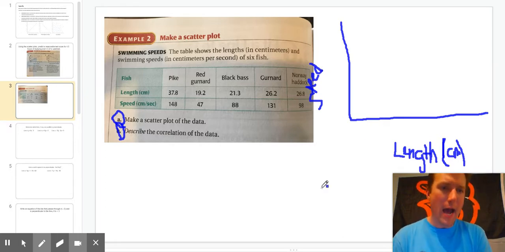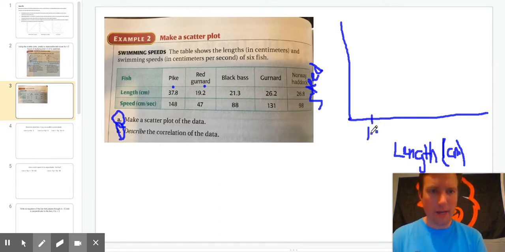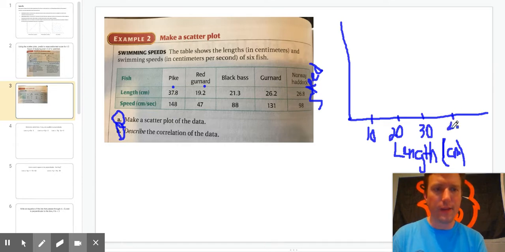That's not great. Now, as I graph this, I'm looking at my length, and it looks like I have data that goes from 19.2 all the way up to 37.8. So I would probably make these in lengths of 10. Again, that would be my origin, 0, 0. So I would have 10 centimeters. I would then do a 20, I would do a 30, and I would do a 40. I don't need to go higher than 40 for this because my data doesn't go up that high.